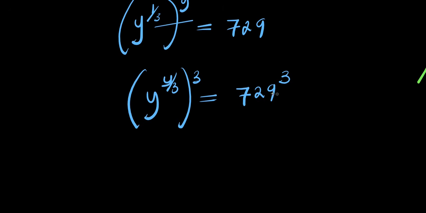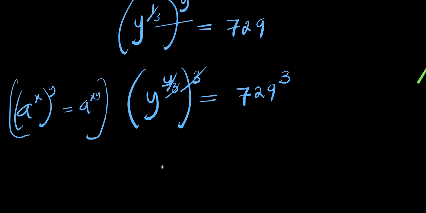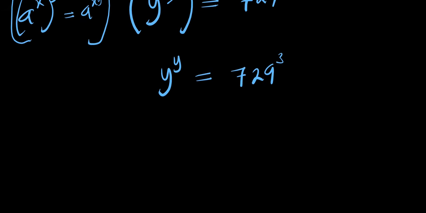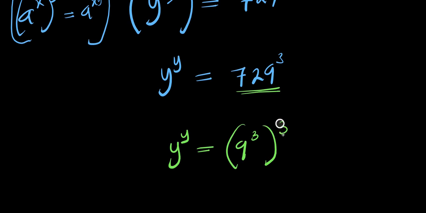Now what happens here is that this cancels this. Remember the identity: a power x to the power of y equals a power x times y. So we have y power y equals 729 power 3. And like I said earlier on, 729 is 9 power 3. That is, y power y equals 9 power 3 raised to the power of 3.